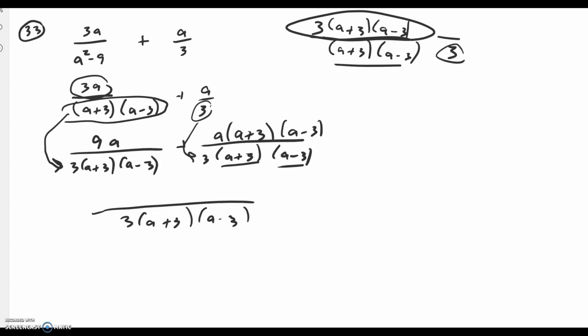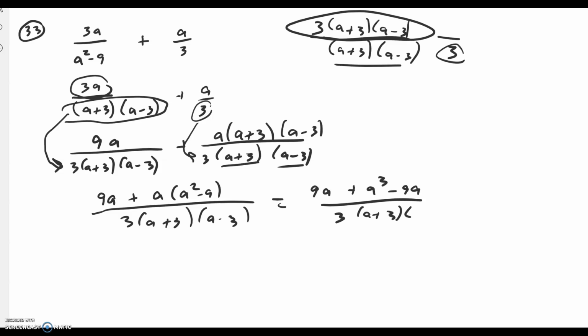And we're going to collect some like terms. So we have a 9a plus, and this will be a times a plus 3 times a minus 3, which is a squared minus 9. And so we're going to have on top 9a plus a cubed minus 9a, all over 3 times a plus 3 times a minus 3. And the 9a and the minus 9a cancel, and we have a cubed over 3 times a plus 3 times a minus 3.